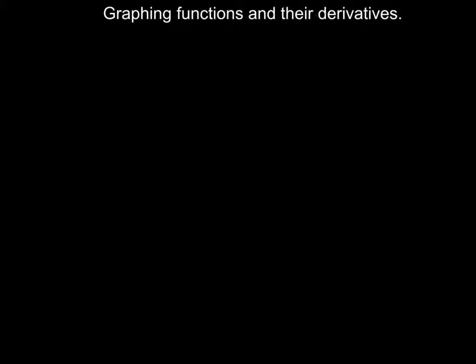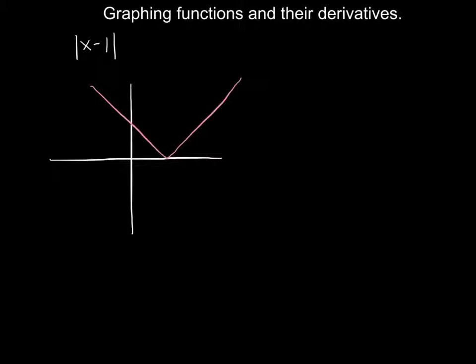Here's our function. It's the absolute value of x minus 1. First things first, let's graph that function. It is identical to the absolute value of x, it's just shifted over to the right by 1 unit. There we go. Now, let's label important points here. We want to label our intercepts, so we do have a y-intercept at positive 1. We also have an x-intercept at positive 1.